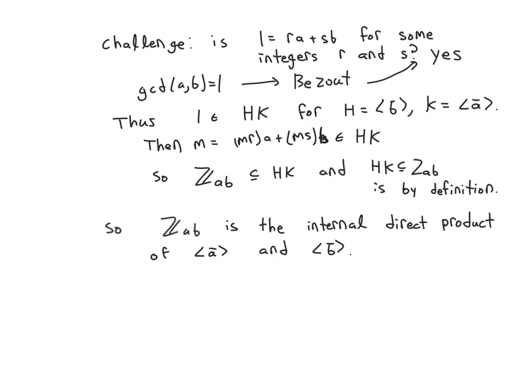If I just use bar notation instead and work modulo AB, I now actually have this equality. So every element in the integers modulo AB can be written as an integer multiple of A bar plus an integer multiple of B bar. So every such element is in this product set. And so the integers modulo AB is in fact the internal direct product of these two cyclic subgroups.